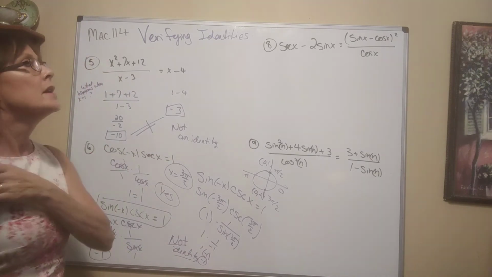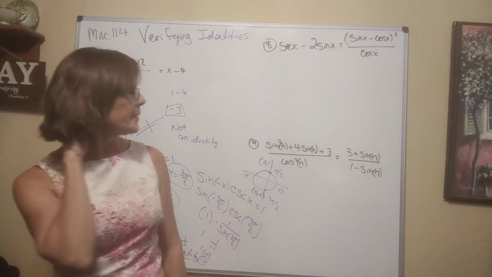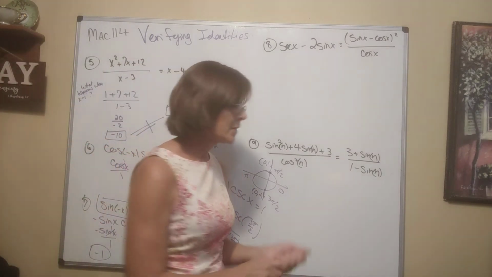Okay, last two. 8 and 9 say verify the identity. These may be a bit more complicated, but this is sometimes what you've got to do.